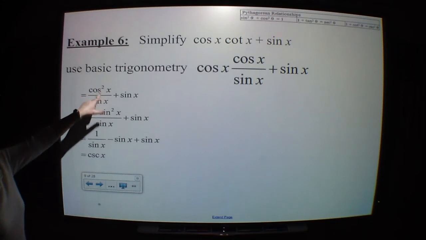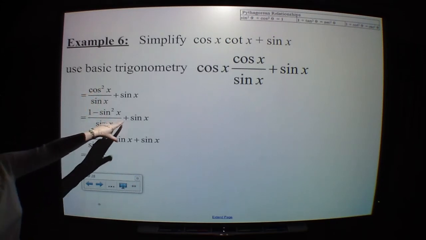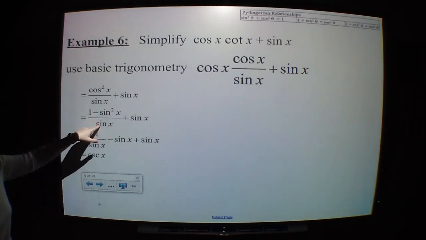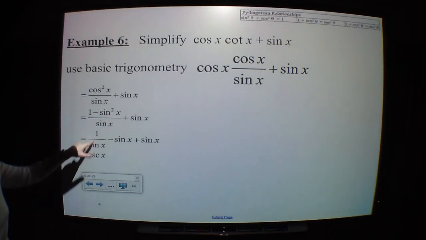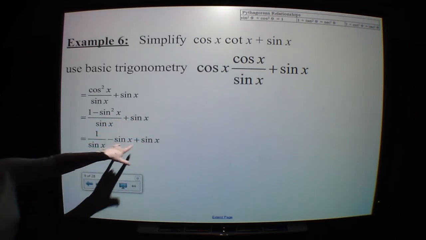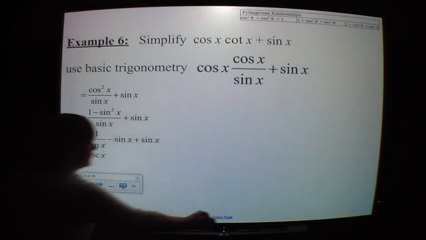I did a substitution here. 1 minus sine squared is cosine squared over sine squared plus sine. This I can write as two fractions, 1 over sine minus sine squared over sine, which is sine, plus my sine. These two cancel out. I have 1 over sine, which is cosecant. Not the only way I could have done it.